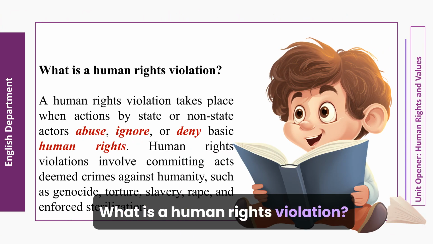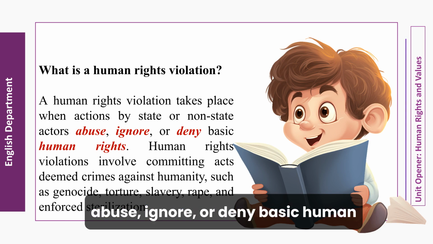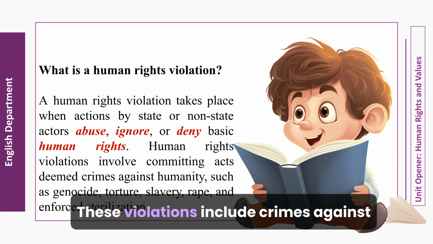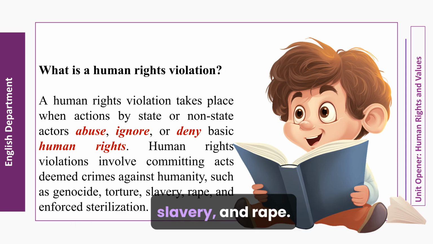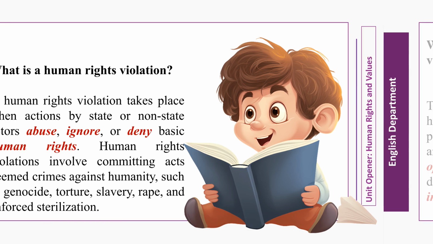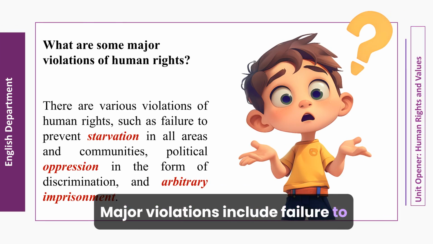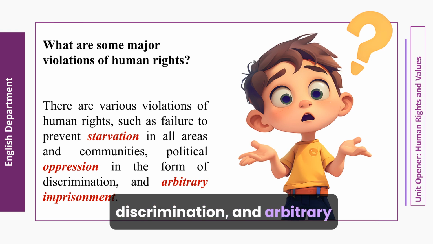What is a human rights violation? It occurs when state or non-state actors abuse, ignore, or deny basic human rights. These violations include crimes against humanity such as genocide, torture, slavery, and rape. Major violations include failure to prevent starvation, political oppression, discrimination, and arbitrary imprisonment.